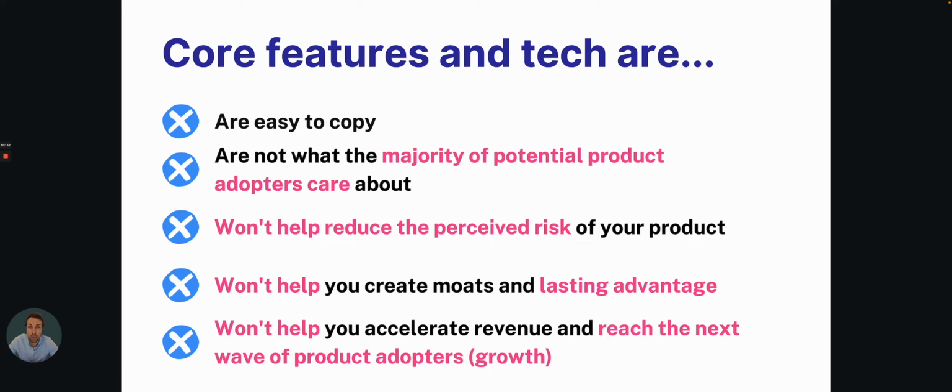So those are the ones that will help you to reduce the churn, because they don't want to have this pain of switching technologies too much, right? So that's where the opportunity is. Core features won't help you reduce the perceived risk of your product, won't help you create moats and lasting advantage. We've been talking about it, but most importantly, with a complete product, you can create a powerful moat.